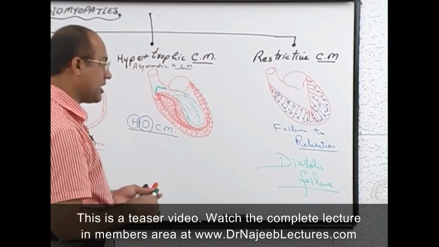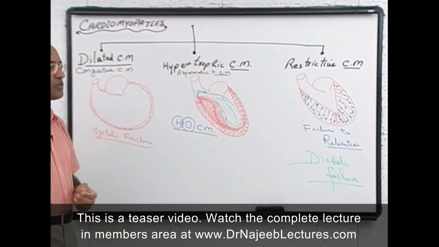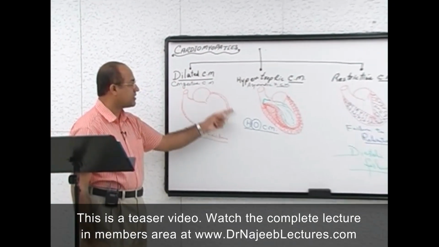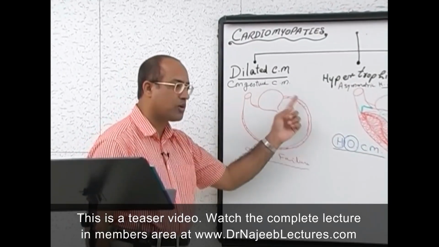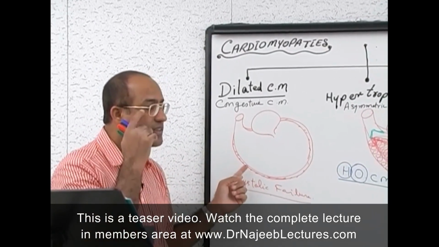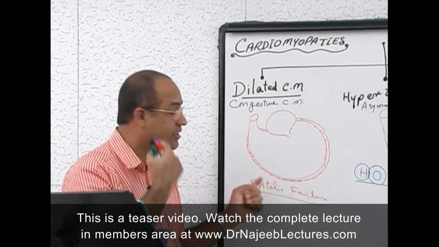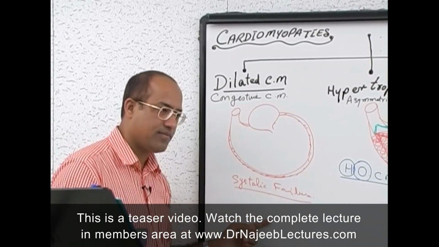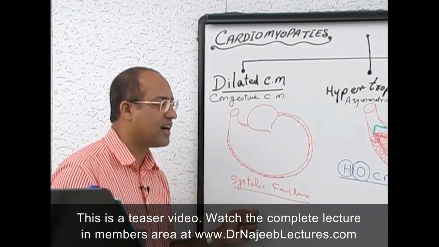So on echocardiography, because one of the best ways to diagnose is echocardiography. In dilated cardiomyopathy, you find that ventricles are ballooned out and thinned out, right? And they are very poorly contractile, leading to systolic dysfunction or systolic failure. Is that right? Hypokinetic heart.